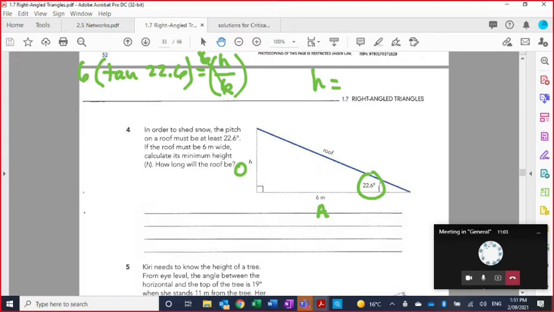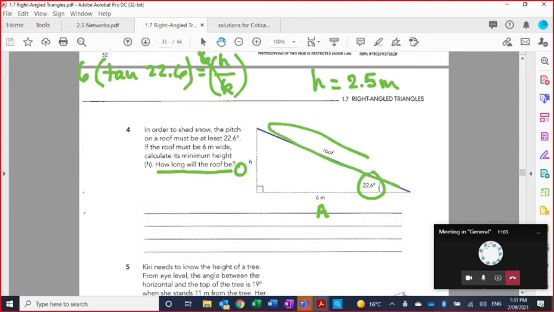2.4. 2.5. 2.5? Okay, works for me. And of course, those are being measured in meters. All right, so our height is 2.5 meters. Now, at this stage, we have to finish the question though. It says, how long will the roof be?